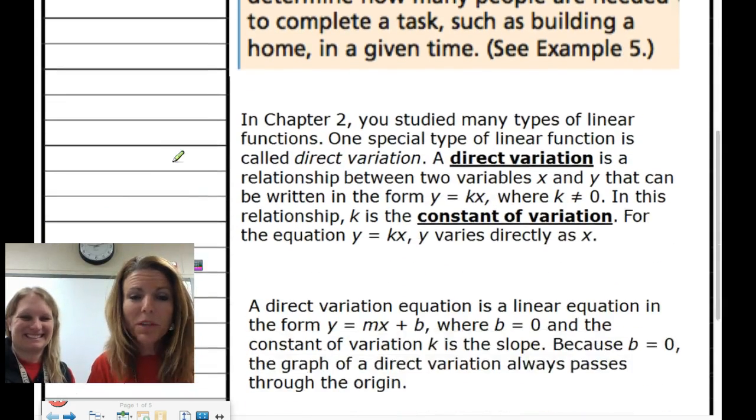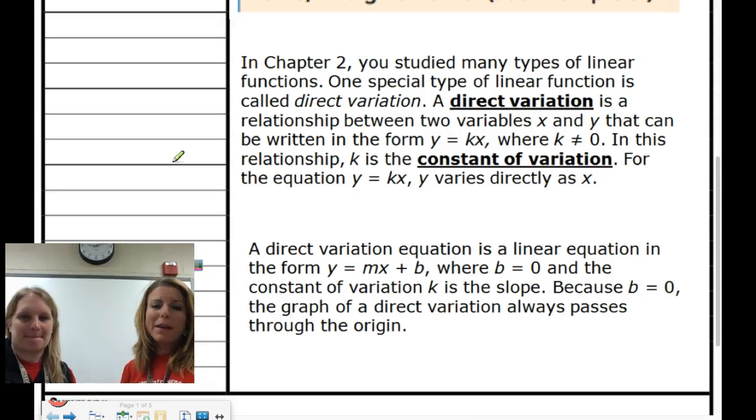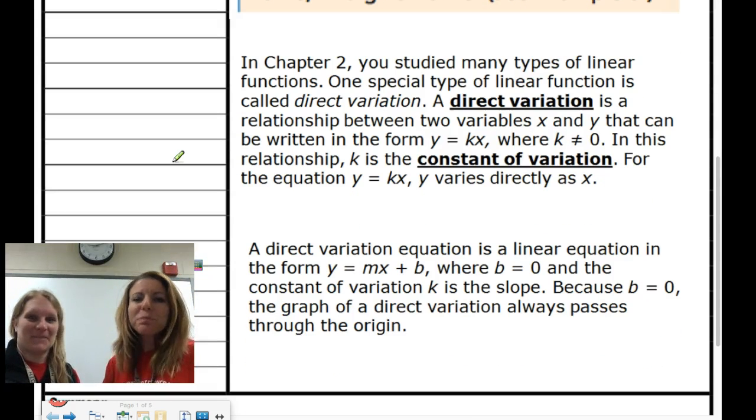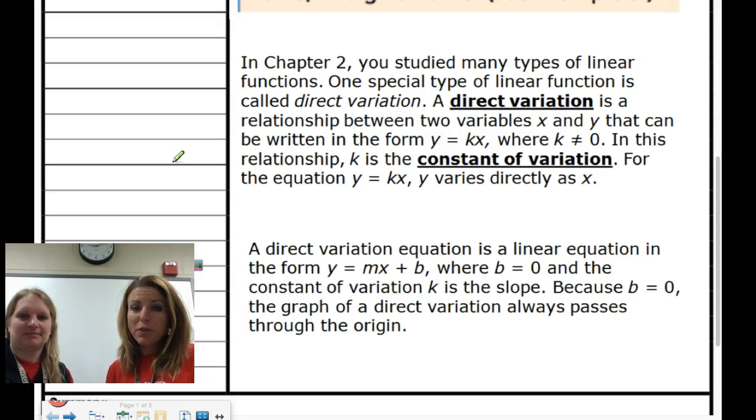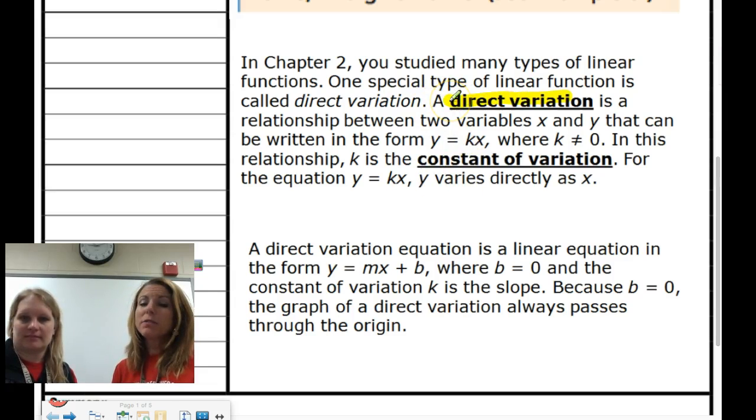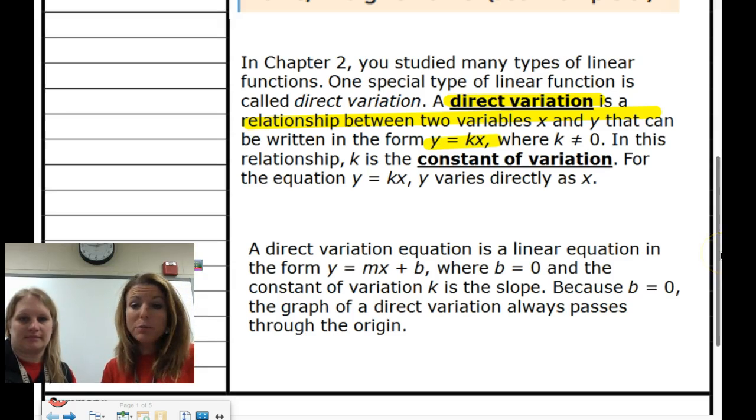Okay, I'm not lying. So in chapter 2, you studied many types of linear functions. One special type of linear function is called a direct variation. It's a relationship between two variables, x and y, that can be written in the form y equals k times x. Now, the important thing to note, k can never be 0. In this relationship, k is called the constant of variation.